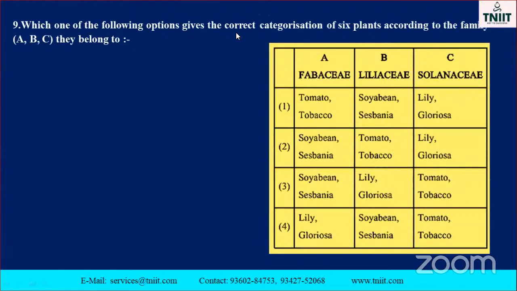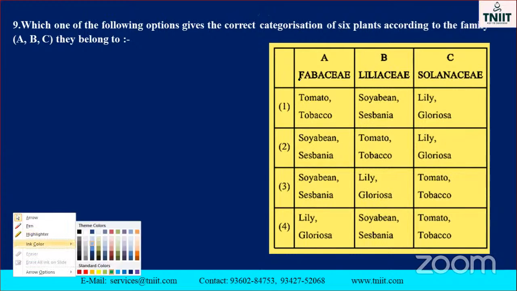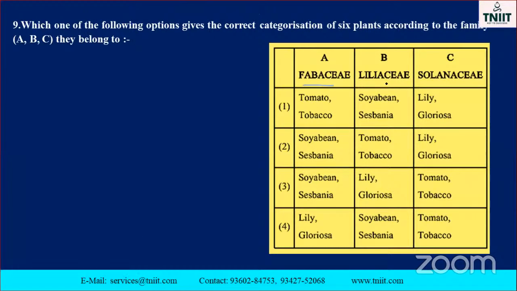So which of the following options gives the correct categorization of 6 plants according to the family A, B, C they belong to? Just imagine the Fabaceae family. Already we discussed Fabaceae, Liliaceae, Solanaceae. A and C are dicot families: Fabaceae as well as Solanaceae are dicot families. Liliaceae, B, is the monocot family. So which one is the correct answer?